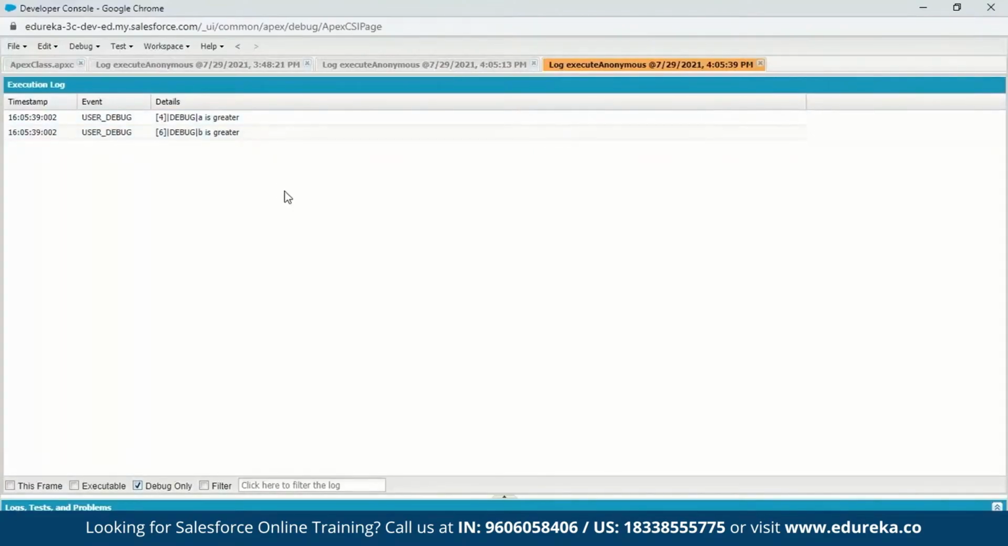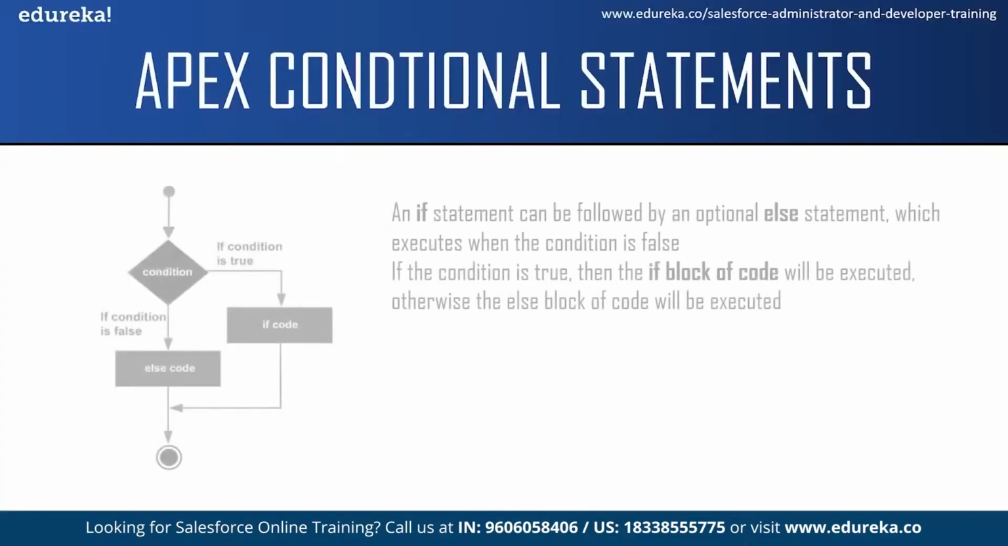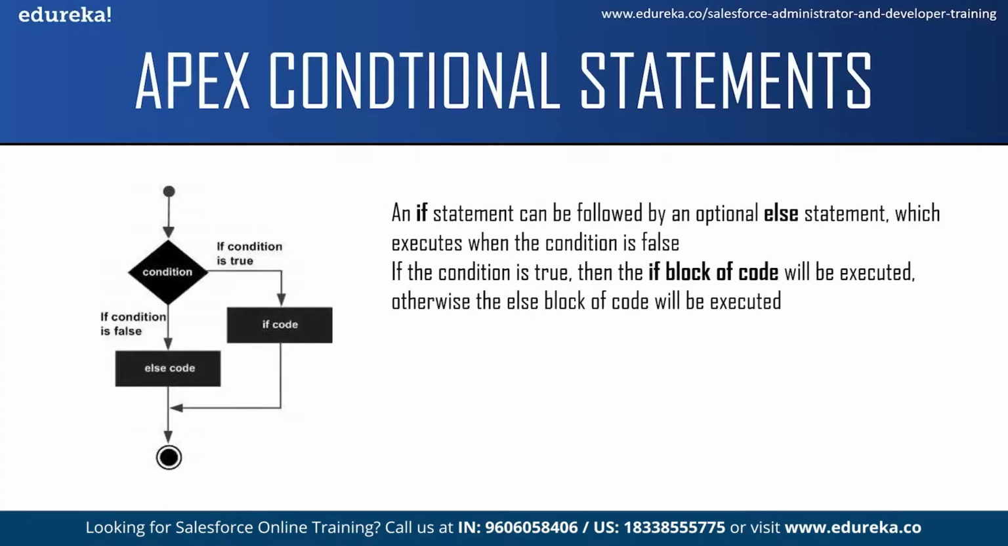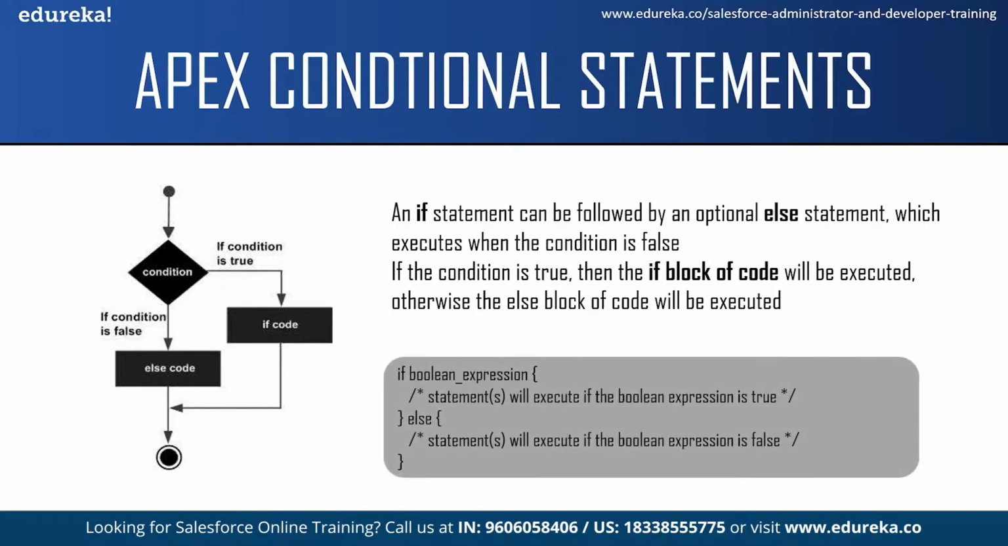So now let us move on to our next conditional statement, which is the if else statement in Apex. Now an if statement can be followed by an optional else statement, which executes when the condition is false. If the condition is true, then the if block of code will be executed. Otherwise, the else block of code will be executed. Now let us take a look at the syntax for the if else statement.